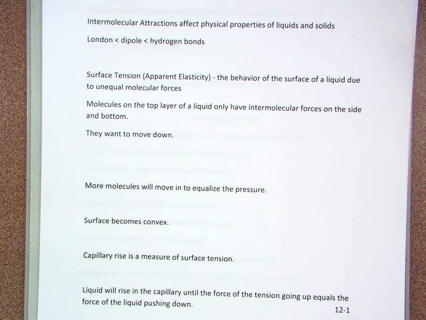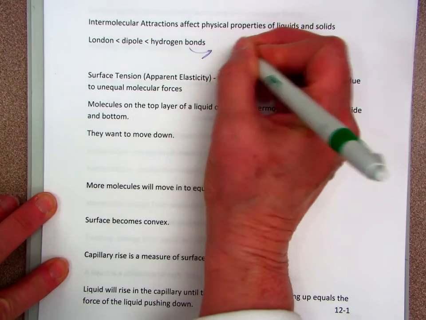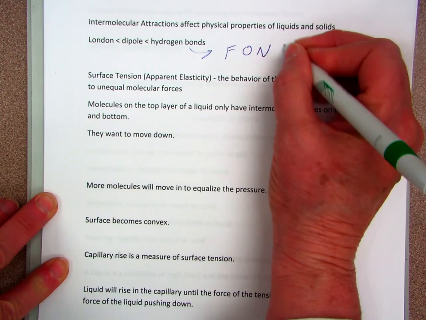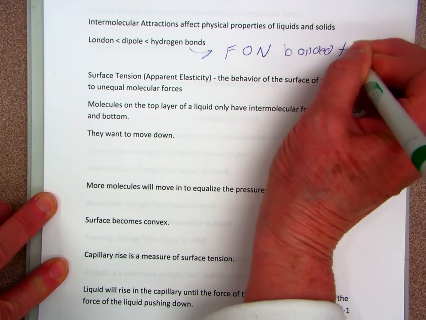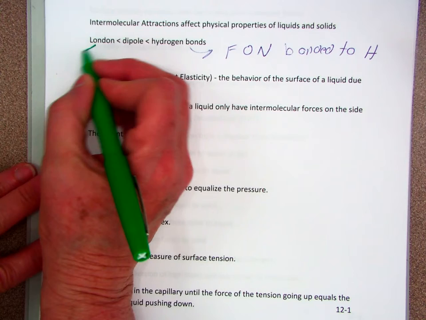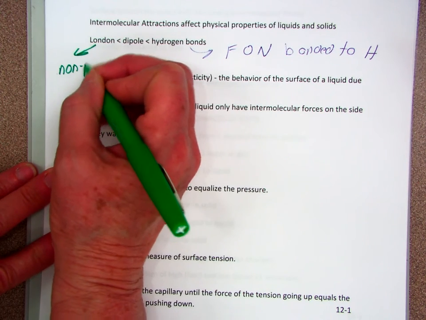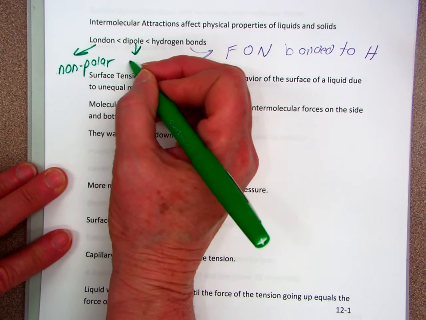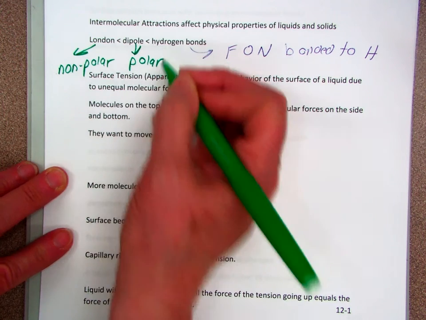Dipole forces are forces with polar molecules, and hydrogen bonds exist when we have materials that have fluorine, oxygen, or nitrogen actually bonded to hydrogen within the molecule. These bonds within the molecule are so polar that they allow bonding between the molecules or between the ends of long, twisty biology molecules. We talked about that previously. And London forces are the only forces in the nonpolar compounds. In dipole, there has to be a dipole or it has to be a polar compound.